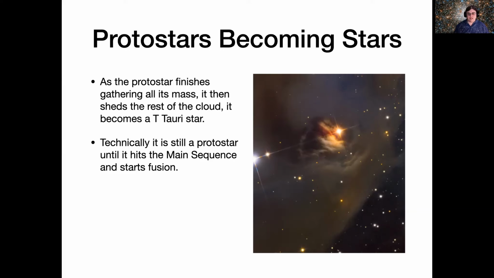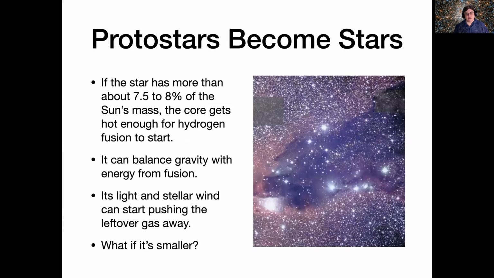Now, technically, it's still a protostar, but it starts to be easier to see in visible light. And this is a picture of the original T Tauri. You can see it's surrounded by all kinds of gas. So, all right, we're going from a protostar to a star.